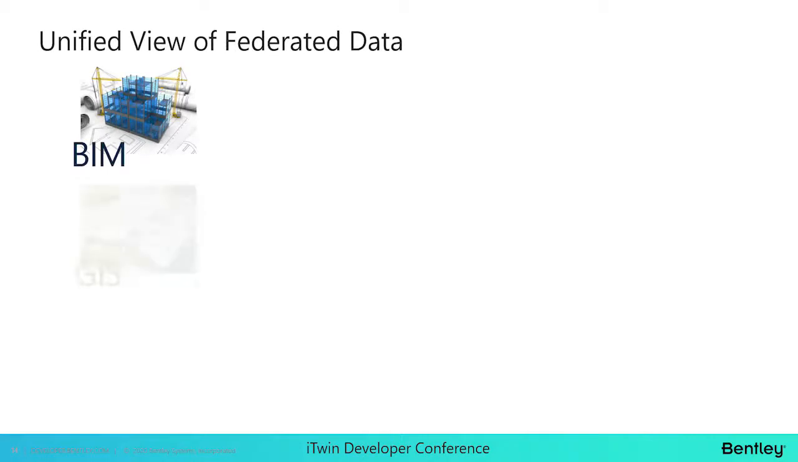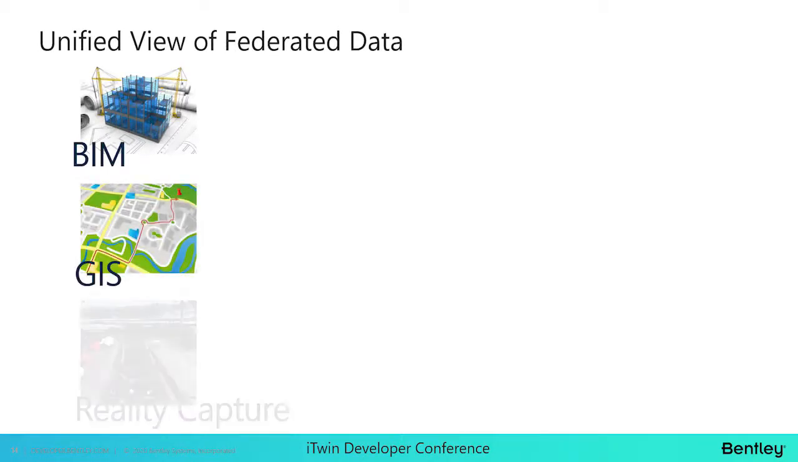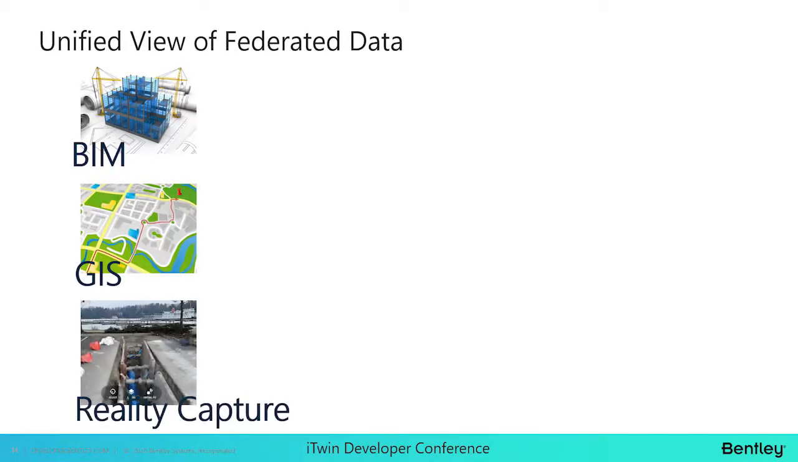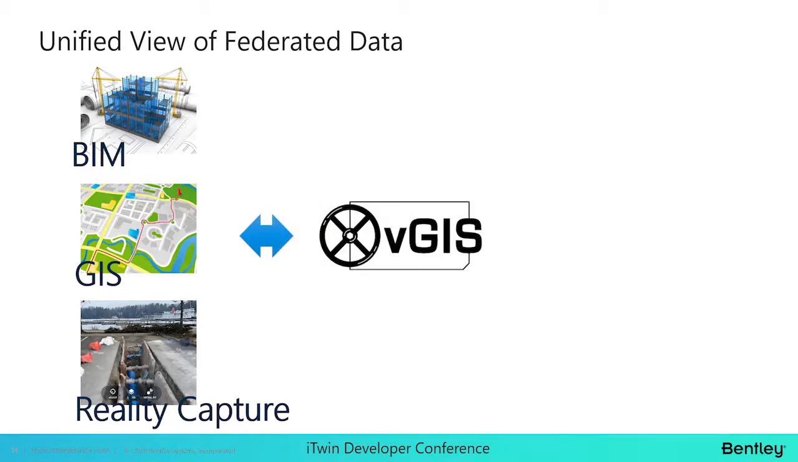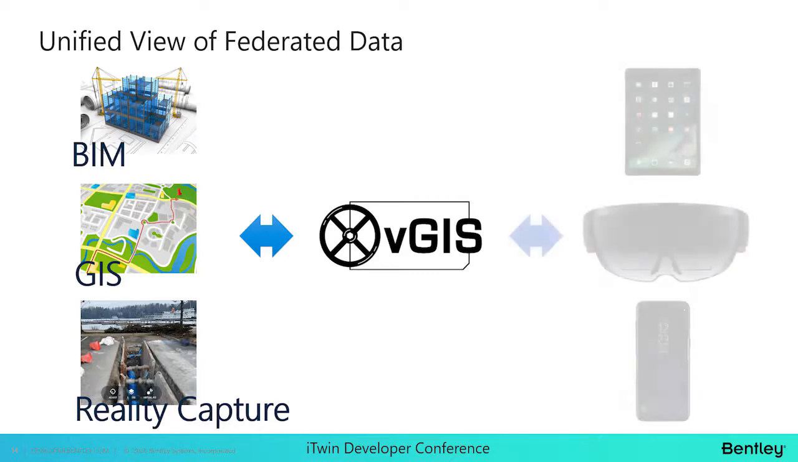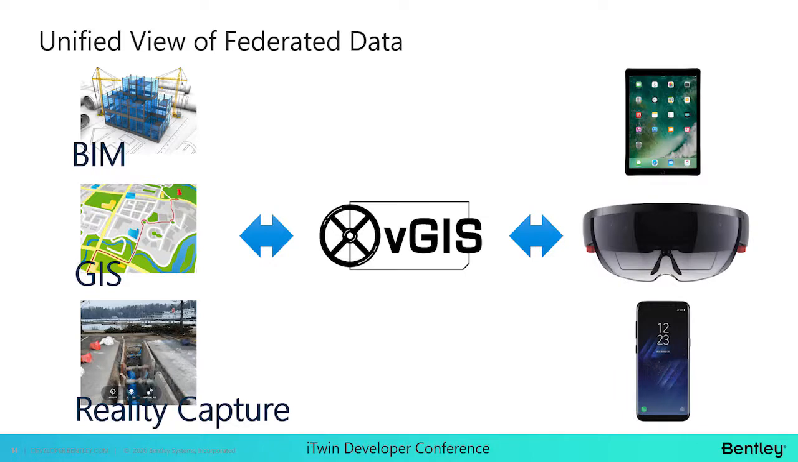VGIS is unique in the way it handles multiple data sources simultaneously, taking those data sources into the back end of the platform, combining those visuals, using the georeferencing information of those data sources or models, and automatically displaying the appropriate visuals on the end user device.